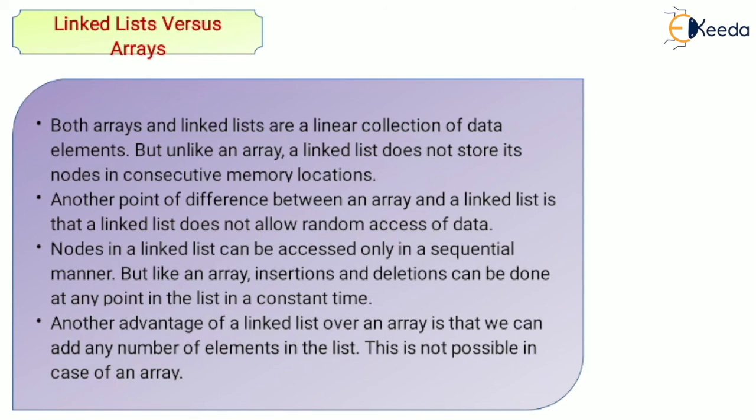So the first difference is that it is a linear collection and it does not store the data in consecutive memory locations. Second, it is not for random access of data. Third, we are accessing the nodes in a sequential manner. And fourth, there is no limitation on elements. So these are all about linked lists versus arrays. Please remember all these concepts so that while you are implementing them you don't have any confusion.